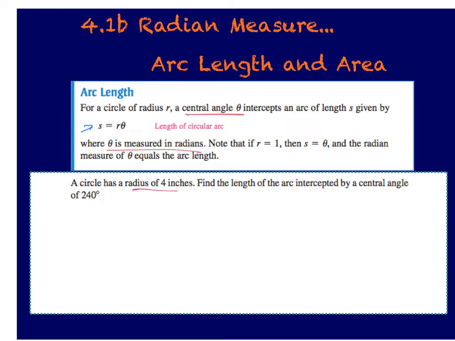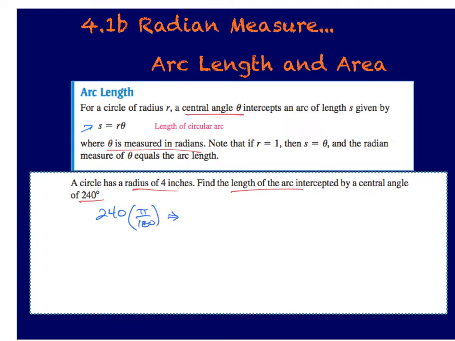So this one, we have a circle that has a radius of 4, and we need to find the length of the arc intercepted by the central angle of 240 degrees. We don't need a calculator. Get your calculator away. What did they give it to us in? Degrees. What do we need? Radians. So we take 240 and multiply it by pi over 180.